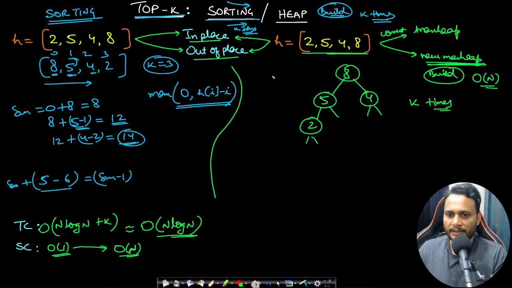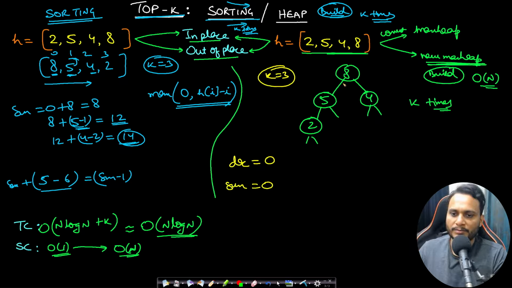How to do it? Let's say that the k value equals 3. I will use a decrease marker which is starting from 0, and I will maintain my sum starting from 0. The first time I pop out, I will be popping out this 8, and my decrease marker being 0, 8 minus 0, 8 will get added to the sum, and it becomes 8. The next time, you know who will be the top of the heap? 5 will be the top of the heap after the heap rearrangement.